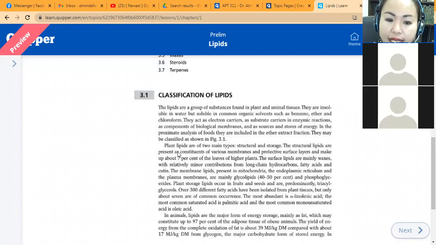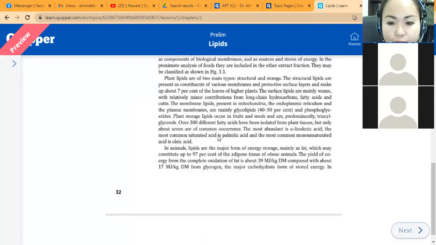All in all, we have lipids in plants which have structural or storage types, like those in the membranes of the plant. They become waxes, long chain hydrocarbons and fatty acids. Also in the mitochondria, the ER or endoplasmic reticulum, the plasma membranes, the glycolipids, phospholipids, all of these are in membranes. There are over 300 different fatty acids that we can isolate from plant tissues alone. Can you imagine how many? The most abundant are linolenic acid or palmitic acid, as in palm oil.